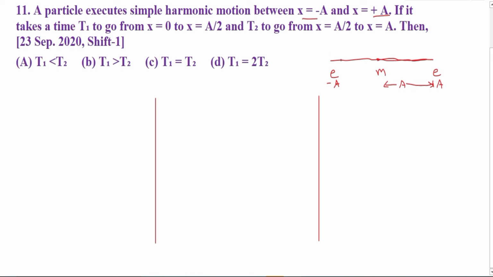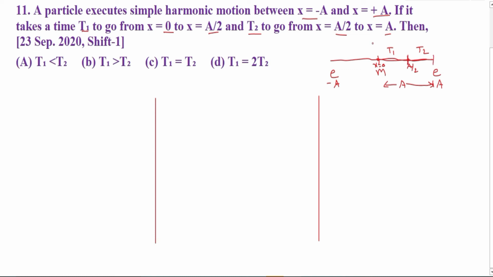Now what did he say? This is my x equal to 0 position. He said that it took time t1 to go from 0 to a by 2, so this will be my a by 2 position. And further he said that it took time t2 to go from a by 2 to a, that means it took time t2 to reach the extreme position from a by 2.